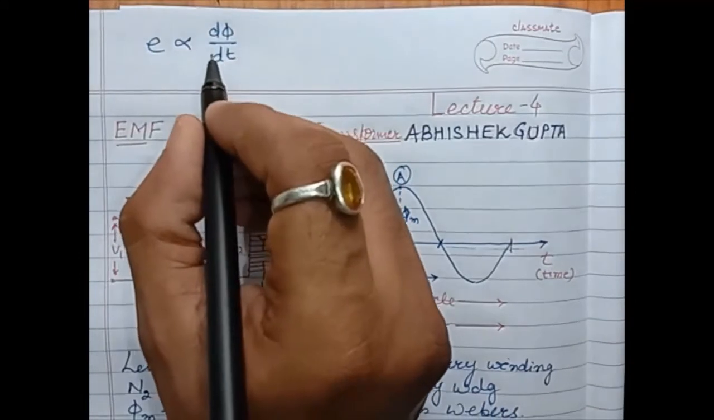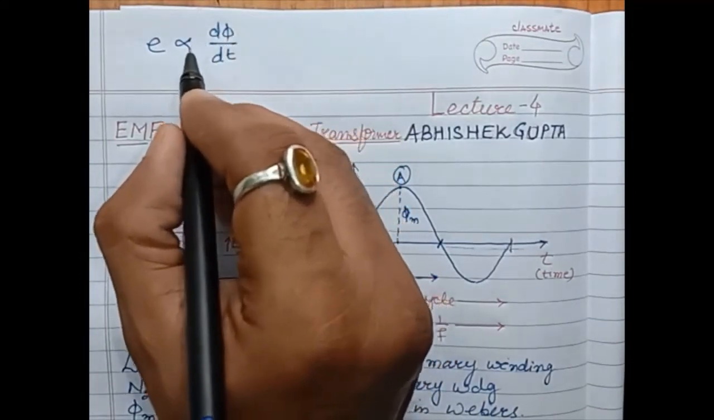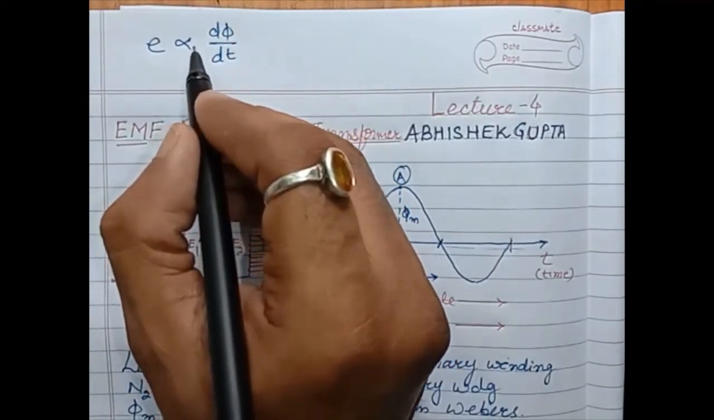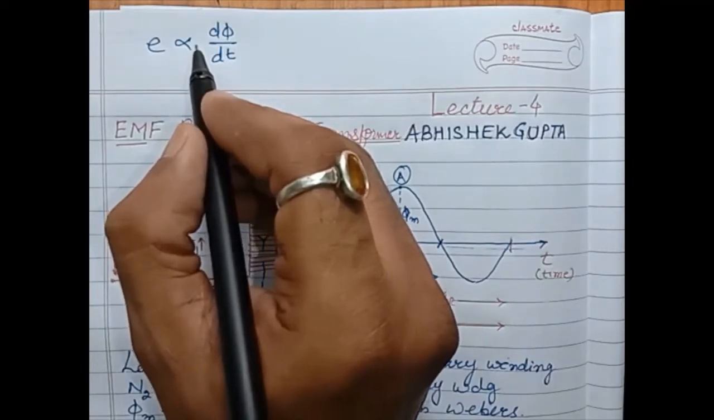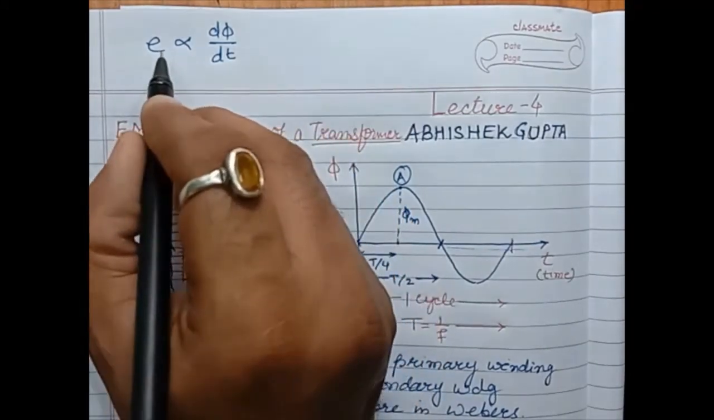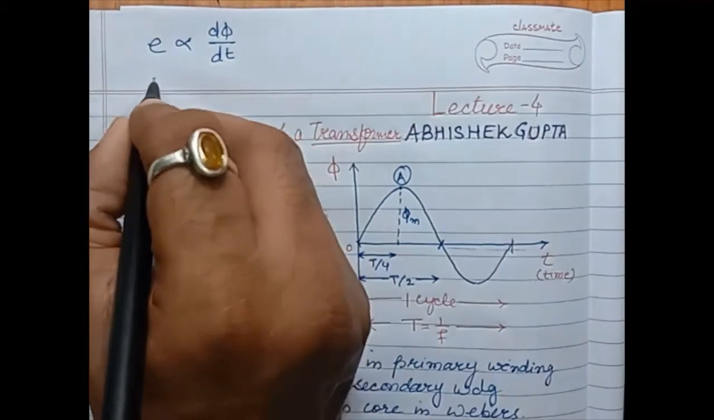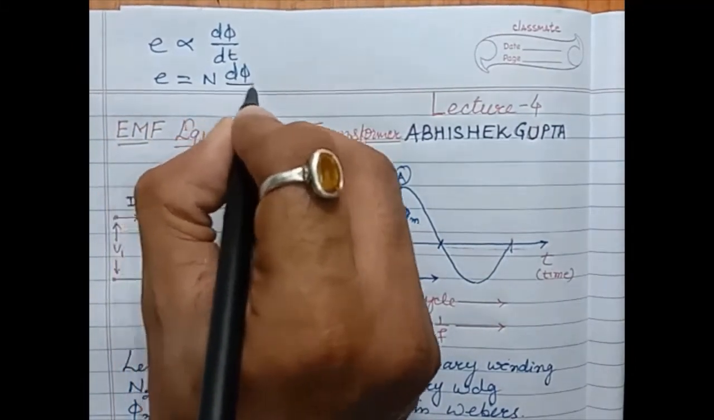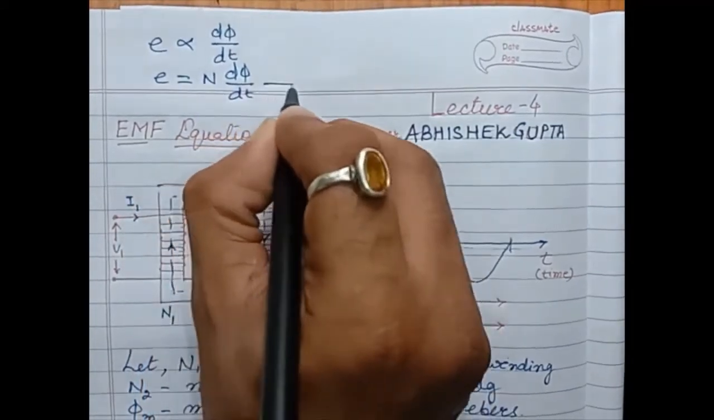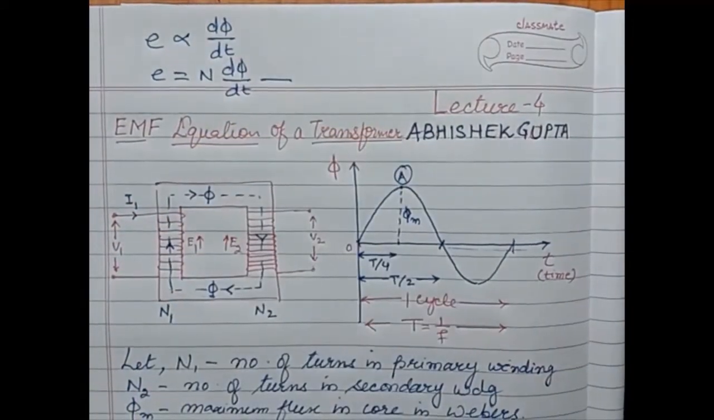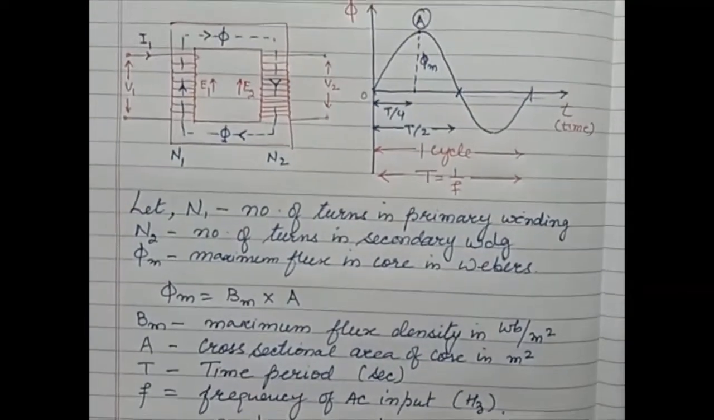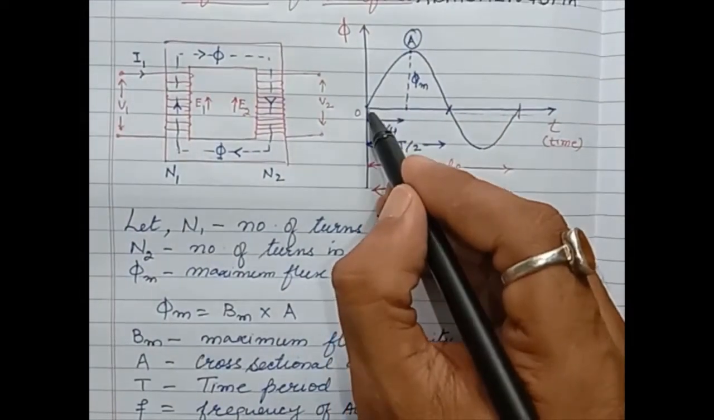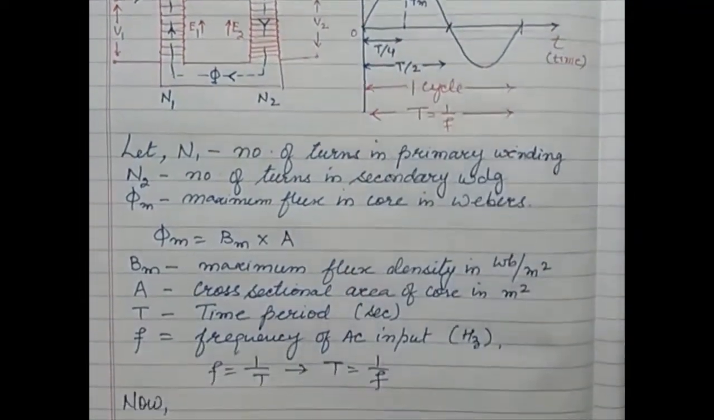Means the flux keeps on changing, and if the flux keeps on changing and it cuts the conductor, then what will happen? There is a production of EMF. Therefore we can say E is equal to N d phi by dt. This equation we have to keep in mind. So now what would happen? How much time is it taking from 0 to maximum value? It is taking 1 by 4.